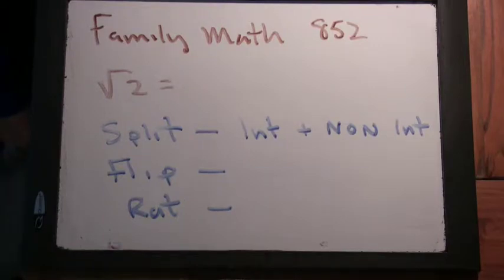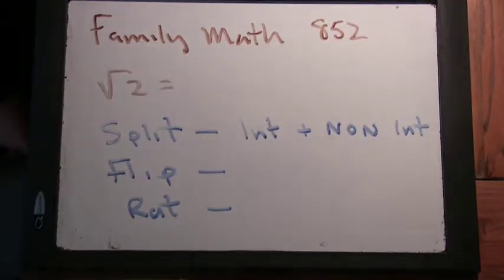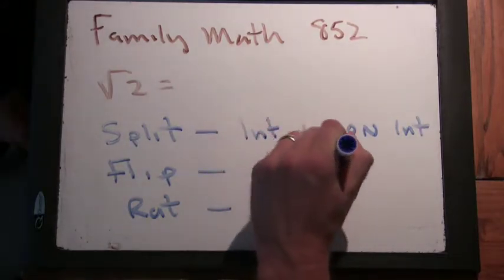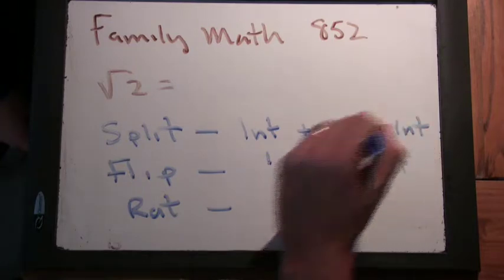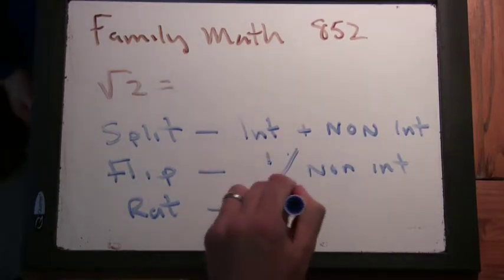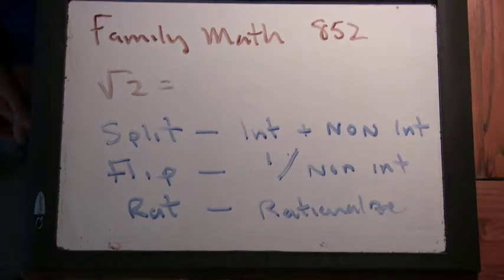Flip means? We flip the non-integer part as 1 over something. Right, so 1 over the non-integer part, that's a good way to remember it. And rat? You rationalize the non-integer part on the bottom. And then what do you do after you're done with rat? You repeat. You just do it again.